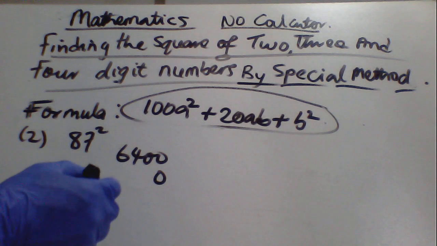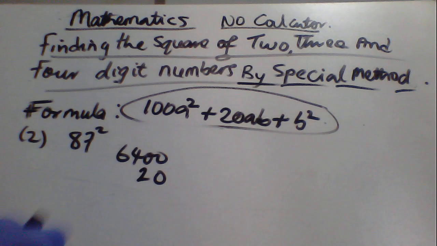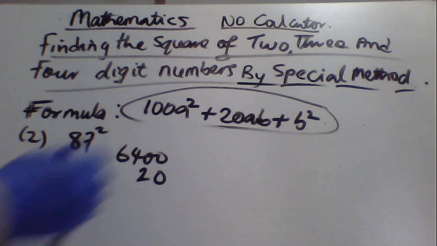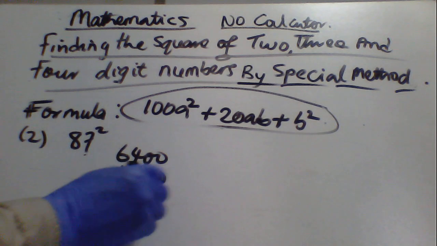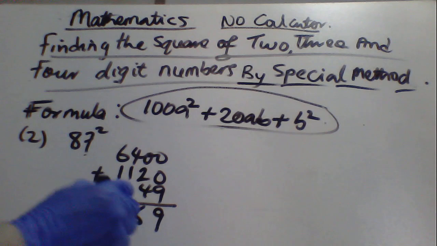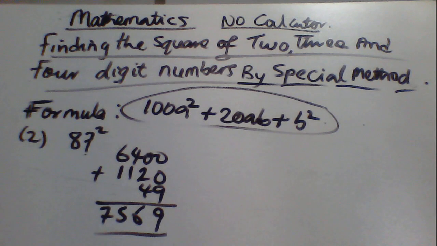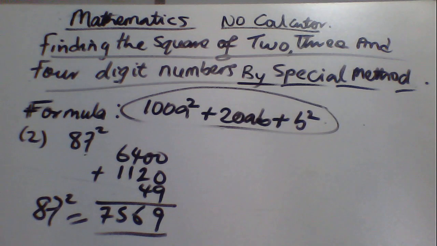Multiply 56 by 2. 6 times 2 will give us 12. I write 2, carry 1. 5 times 2 will give us 10, plus 1 will give us 11. Square the last number, this unit, gives us 49. You sum up. That gives us 7, 5, 6, 9. So the square of 87 is equal to 7569.